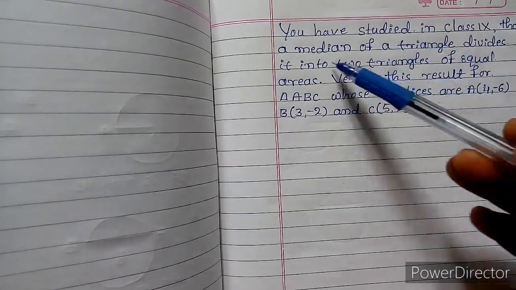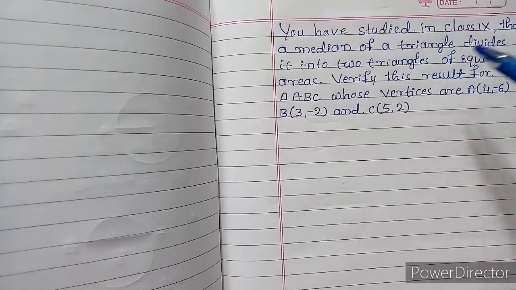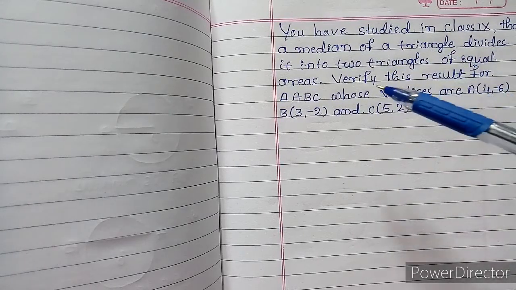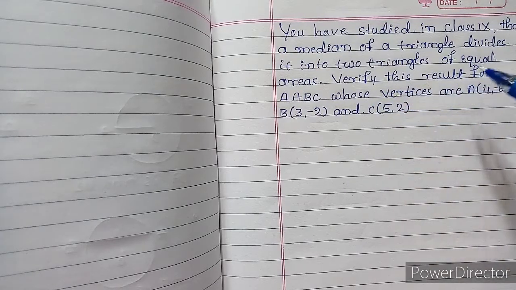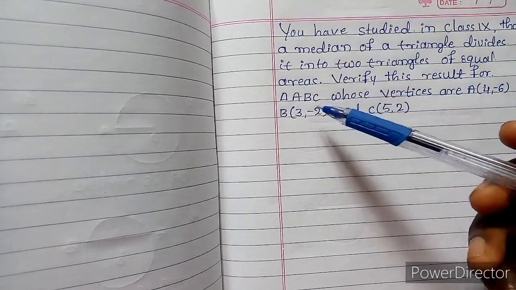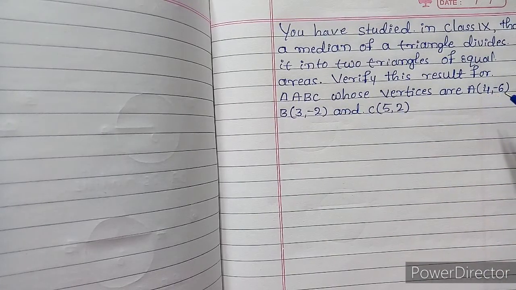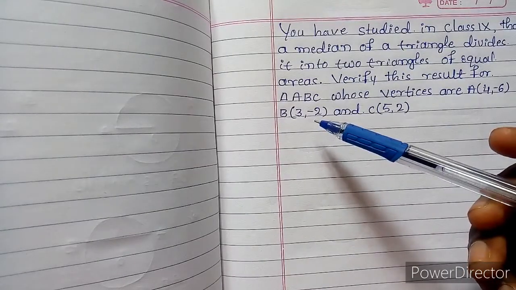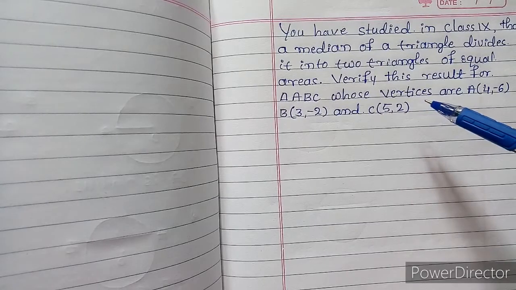You have studied in class ninth that a median of a triangle divides it into two triangles of equal areas. Then they told, verify this result for triangle ABC whose vertices are A of 4 comma minus 6, B of 3 comma minus 2 and C of 5 comma 2.